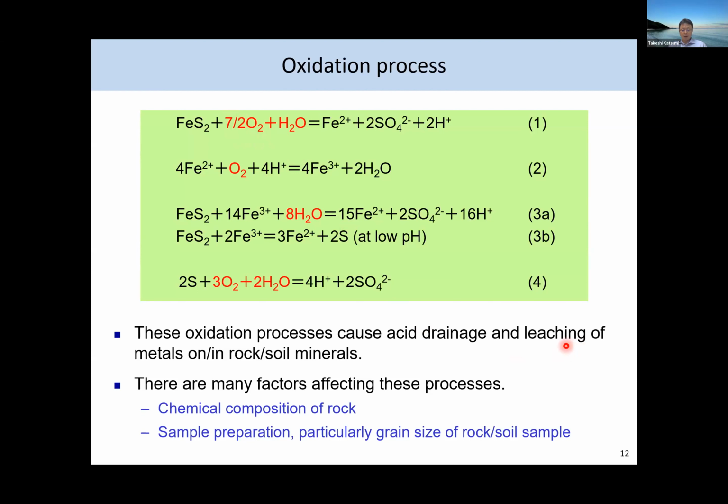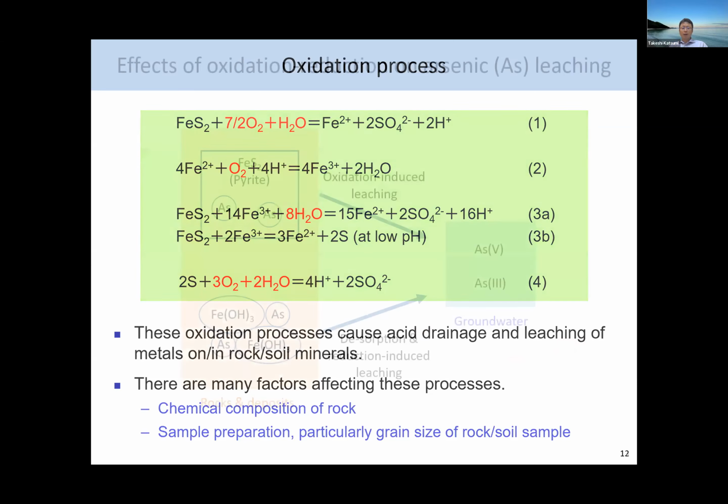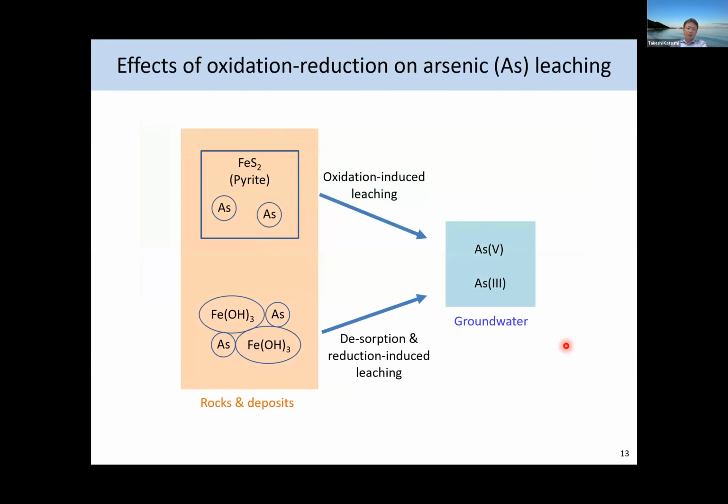So this is a very important mechanism we have to consider if we work with such natural contaminations. And there are various types of elements which might exist in different ways. For example, if we look at arsenic, arsenic exists with pyrite minerals, or arsenic exists with the ferrum oxides.